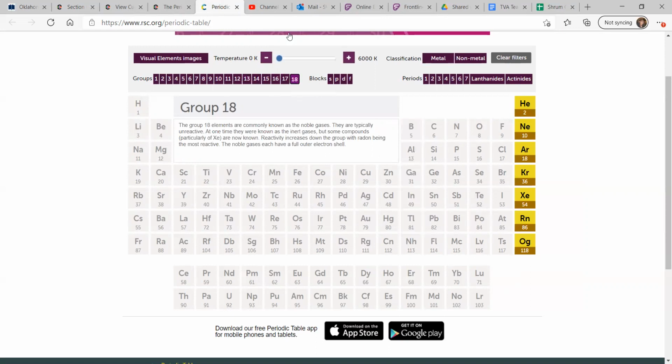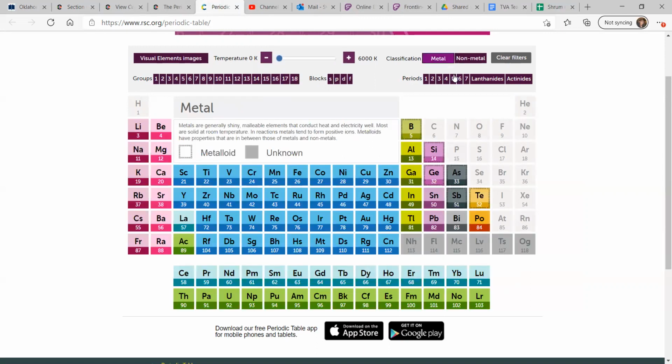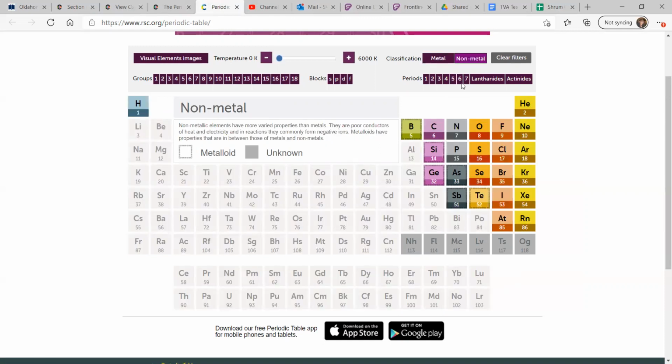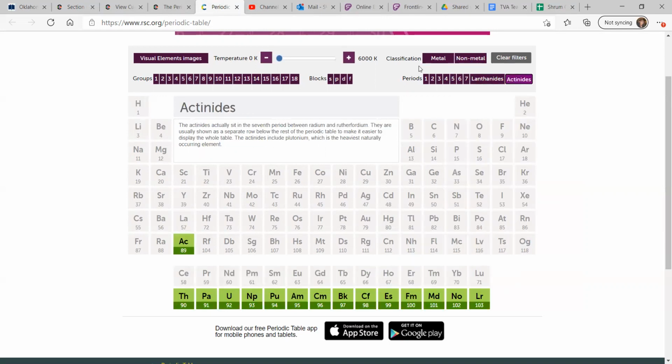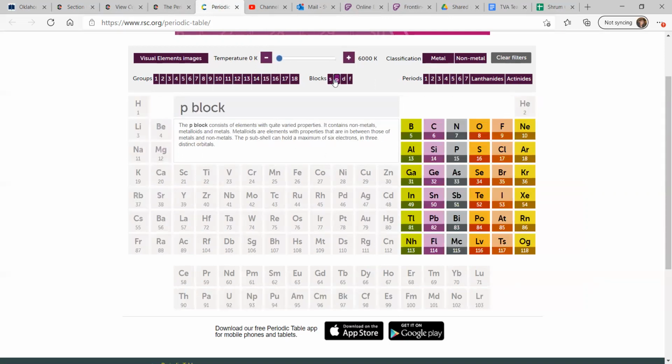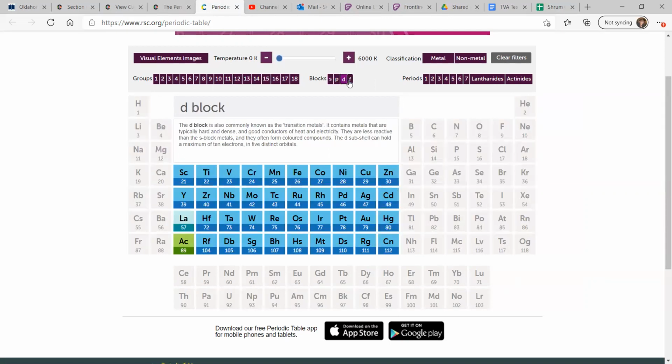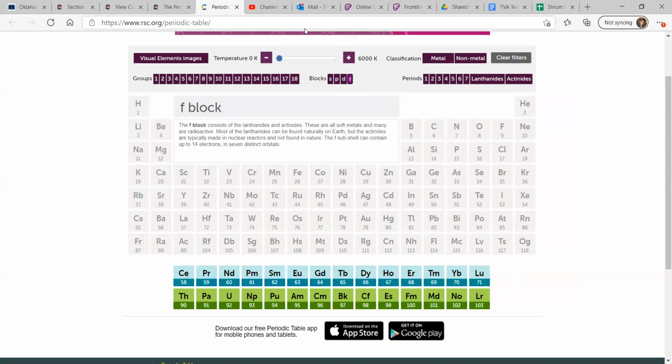So anything after, just don't get too confused about that. And then we have all the metals. You can see the nonmetals over here. And you have the lanthanides, the actinides. You can look at S block, P block, D block, F block. Yeah, and that's another reason why they are separated the way they are.